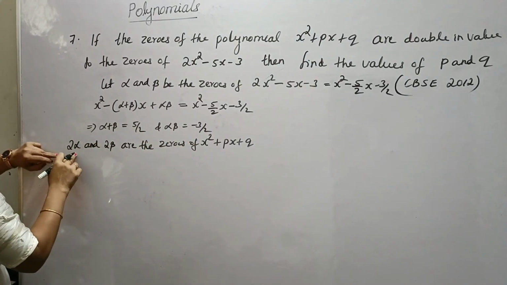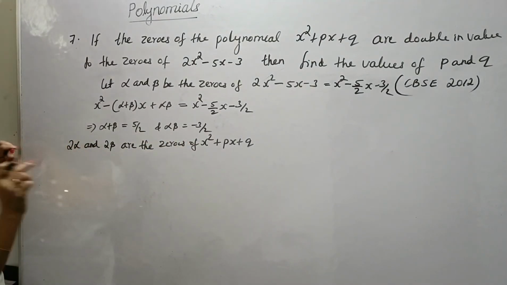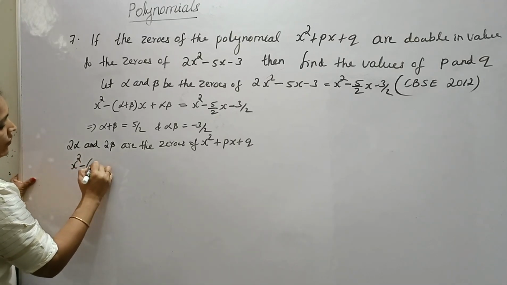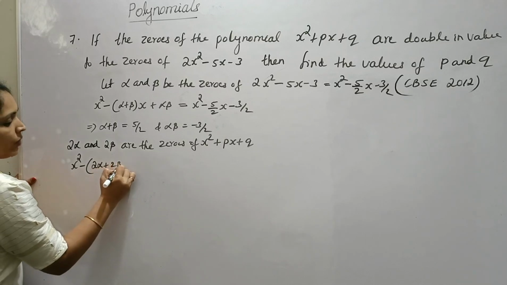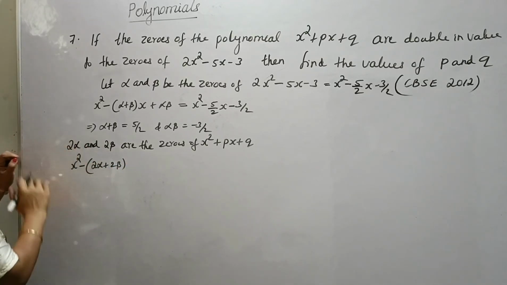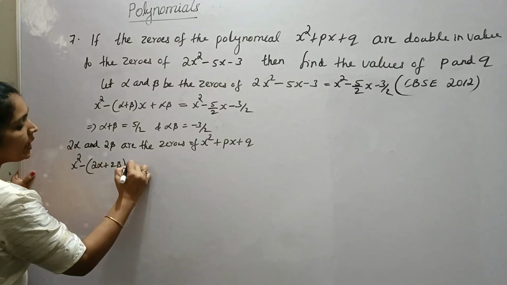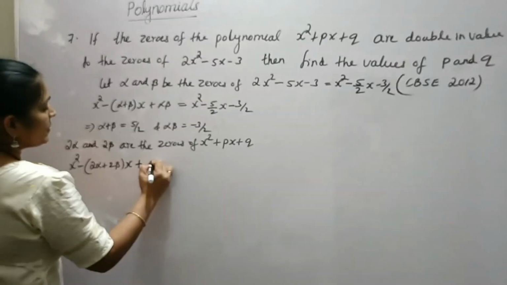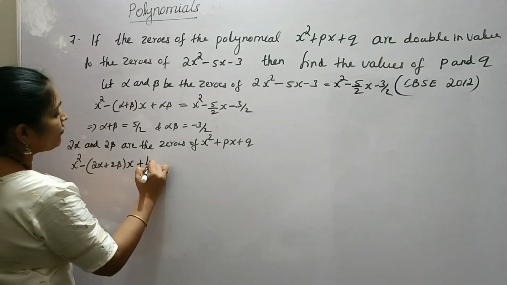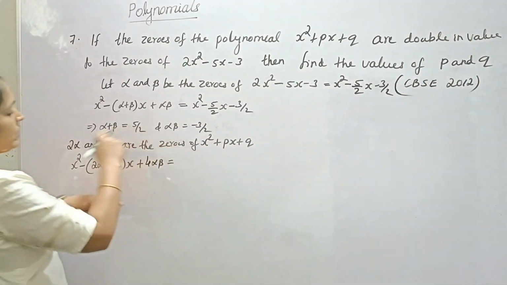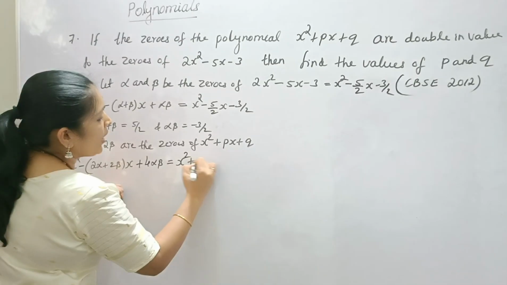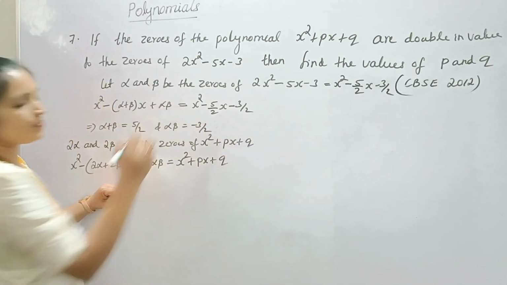Now we know that if 2 alpha and 2 beta are the zeros of the polynomial, then the polynomial will be x square minus of 2 alpha plus 2 beta into x plus 2 alpha into 2 beta, that is 4 alpha beta. These are the zeros of this polynomial, so it is equal to x square plus px plus q.